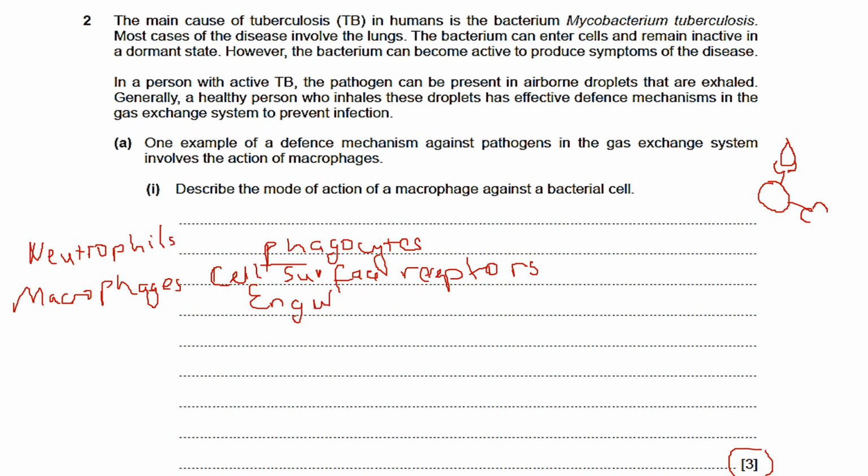And when they engulf it, so engulfing means they swallow it, they secrete digestive enzymes. Or if you want to be very fancy with your biology English, you can also say they secrete hydrolytic enzymes. They secrete hydrolytic enzymes that destroy the foreign pathogen. If you're able to say all of that, you only need 3 points here, but if you're able to say all of these, you should get the 3 points completely, and that should be fine.